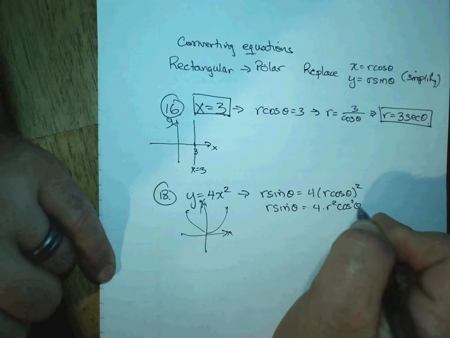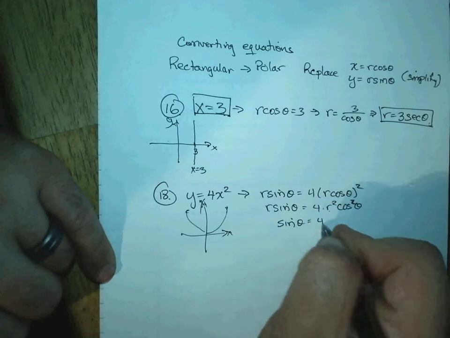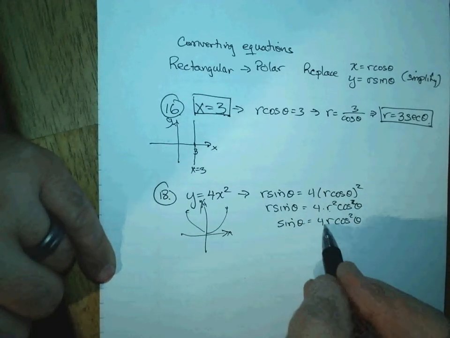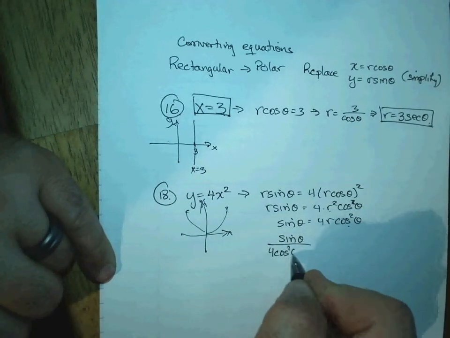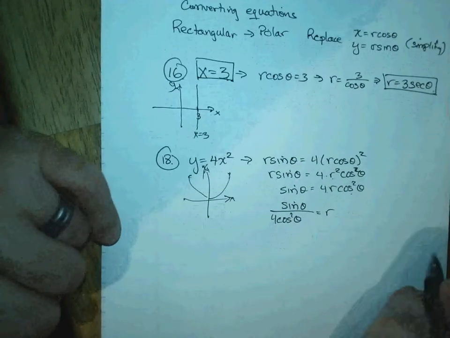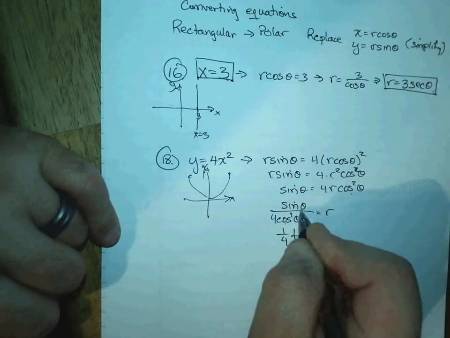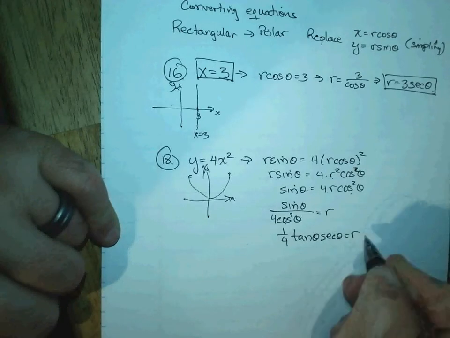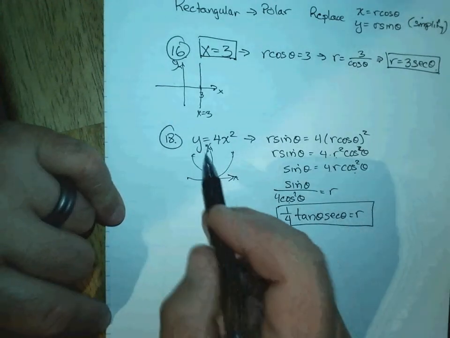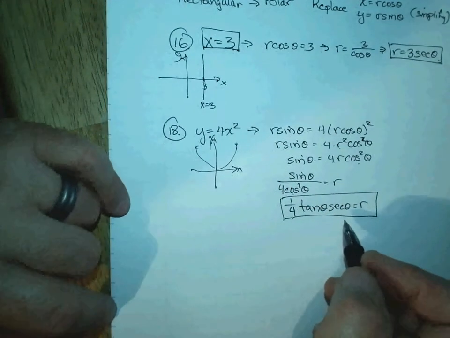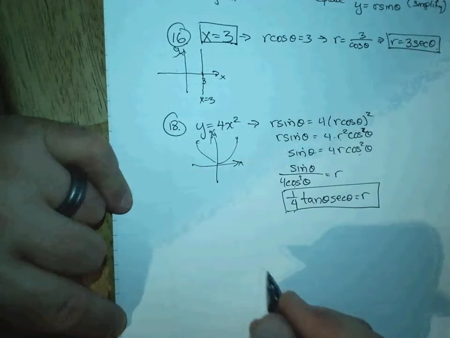Now you can simplify this a little. R sine theta is 4 times r squared cos squared theta. You can divide both sides by r if you want. Then you can divide both sides by 4 cos squared theta, and you solve for r. Now, sine over cosine is a tangent. 1 over cosine is a secant. That would be a way to write this in polar coordinates, and of course it looks quite ugly, doesn't it, compared to rectangular coordinates where it looks rather simple.